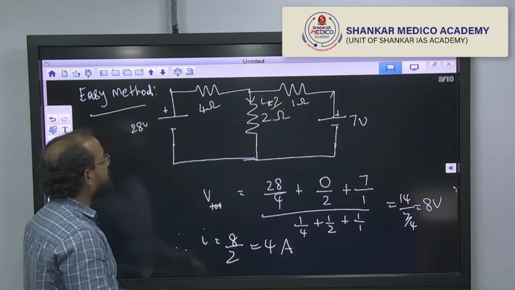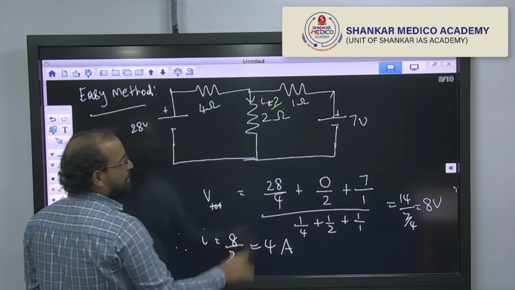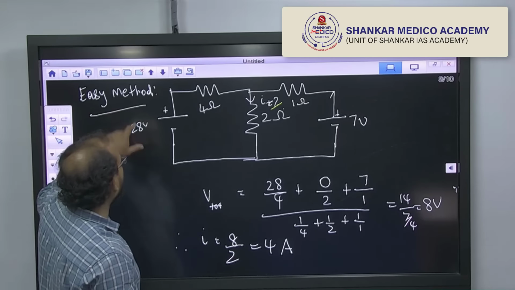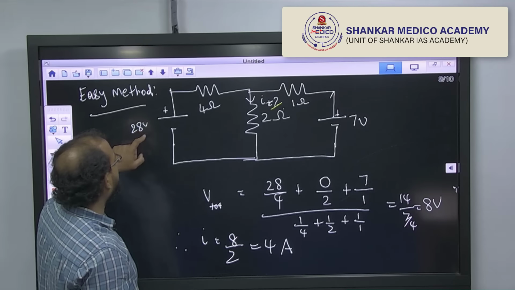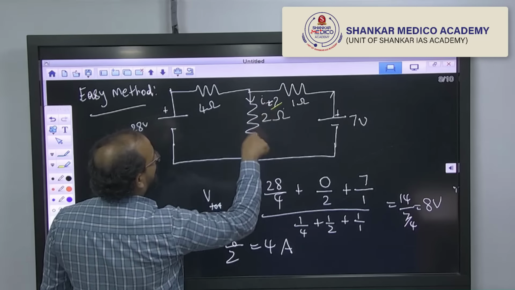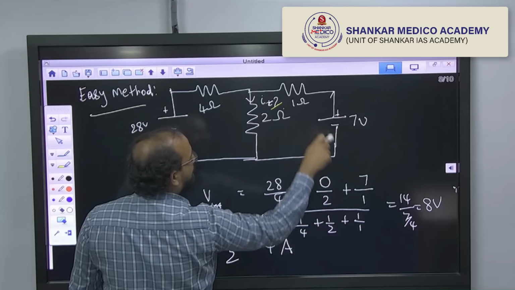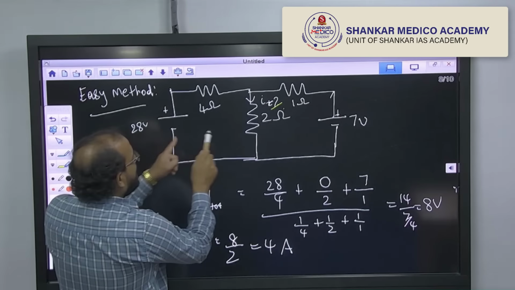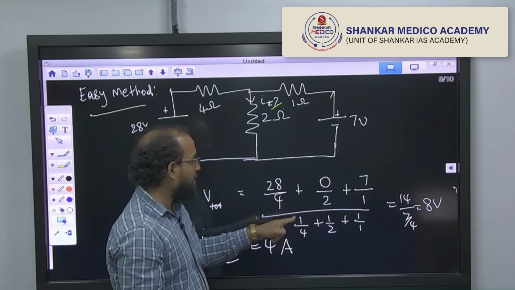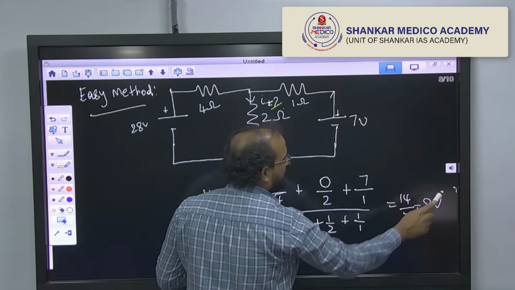Total voltage is very easy. Here I am using voltage is equal to current into resistance. That is the formula. So instead of that, V is equal to IR, and you know that I is equal to V by R. So 28 by 4 plus, again here there is no voltage, 0 by 2, and again here 7 by 1, divided by the resistors, which are all parallel: this 4 ohm, 2 ohm and this 1 ohm. So in parallel you have to write like this: 1 by 4 plus 1 by 2 plus 1 by 1. So the total or net voltage I can find as 8 volt.